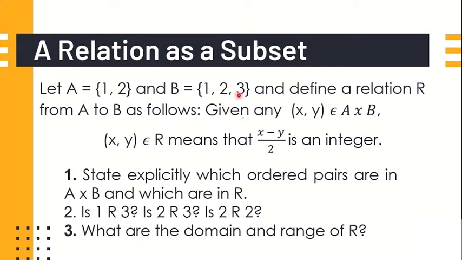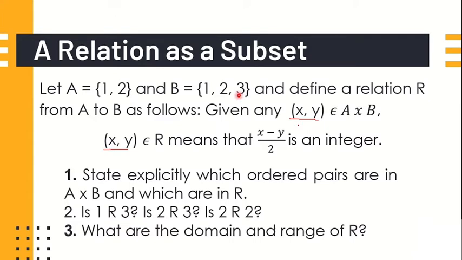This is in your module, and it is in the quiz, I think. So if you understand this, you can answer it. Given A, this ordered pair (x, y) is an element of the product A times B. Do you still remember the product A times B in the language of sets? The ordered pair (x, y) is an element of relation R means that (x minus y) over 2 is an integer.